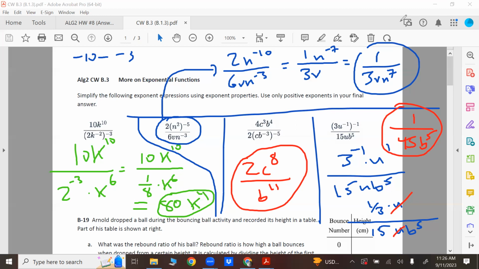You could do that if you didn't do that. This 3 to the negative 1 becomes 3 to the 1 power. It's still the same thing, right? You could do that too. All right, let's move on, guys.